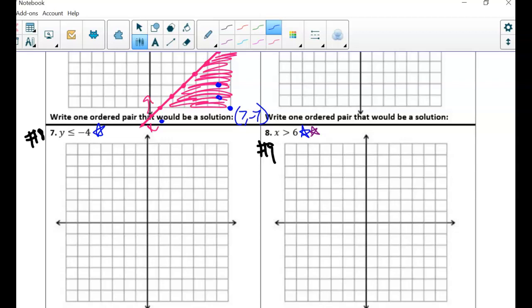Now let's do number 7. With 7 and 8, you have to remember your products. So your horizontal lines have 0 slope and are y equals, or in this case, y inequalities. And then your vertical lines have undefined slope and are x equals, or x inequalities in this case.